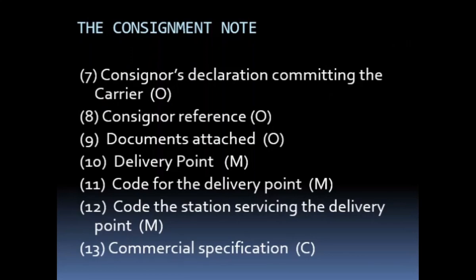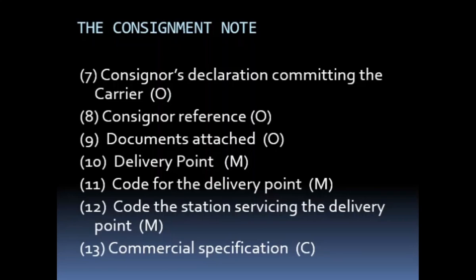Part 11 is mandatory and it's about code for the delivery point. Apart from the name of the destination, all destinations on the network have codes, so that if the name should be mixed up or if there is another destination using the same name, then the code would differ. So it will help to identify which particular destination is being referred to. Part 12 is about the code of the station serving the delivery point, and it's also a code. It's mandatory.